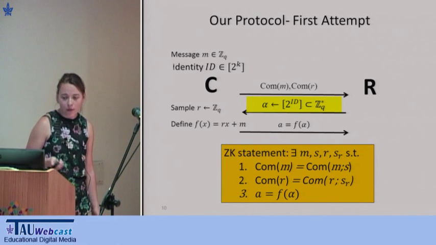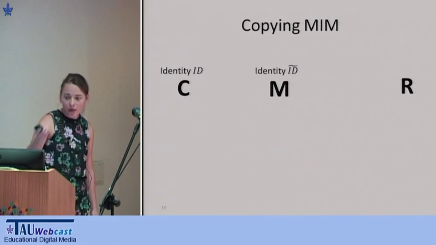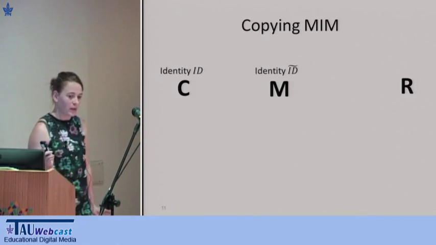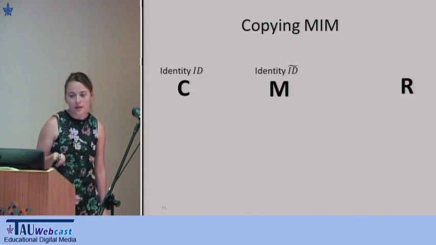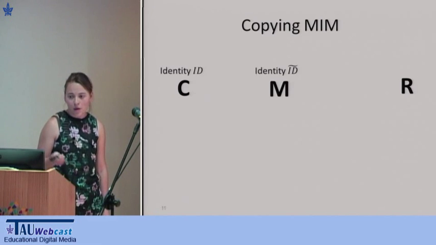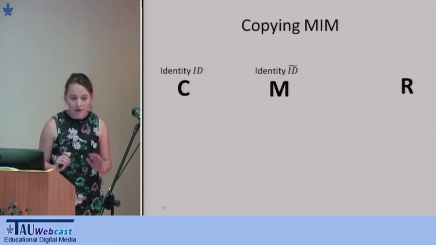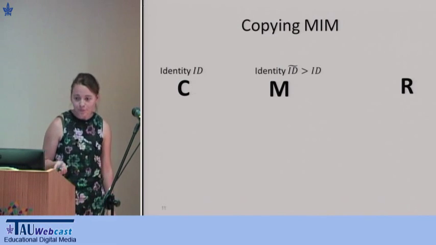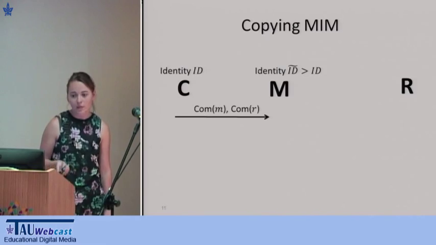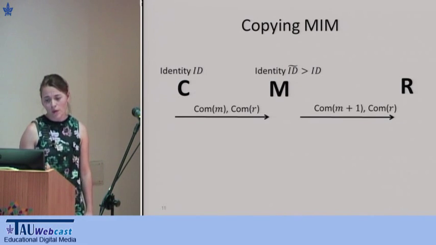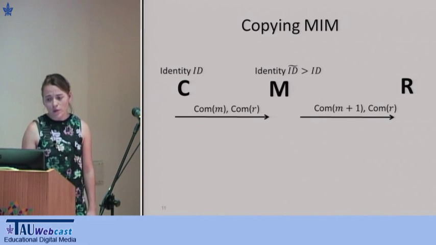Okay, and I would like to check what happens to this protocol when we run it with the simplest man in the middle possible, the copying man in the middle. So the committer has identity ID, and the man in the middle has identity ID tilde. Let's assume, this does not have to be true, but let's assume that ID tilde is greater than ID. So the man in the middle will receive the commitments to m and r. What he will do, he will add 1 to the commitment to m and forward the commitment to r as is.